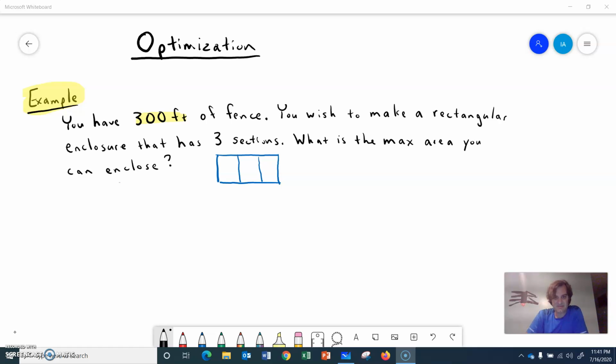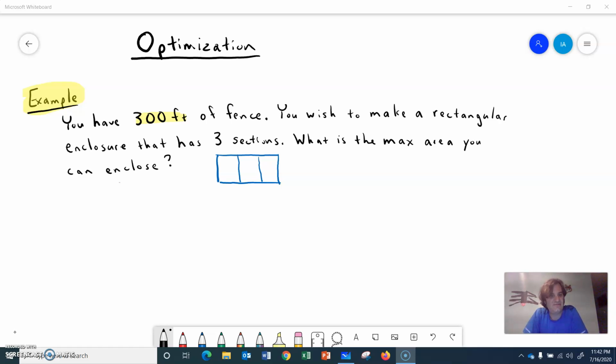So let's start with an example, and this is an example you can do in pre-calculus. You don't really need calculus to solve this problem, but we will solve it using derivatives. But let's start off with you have 300 feet of fence, and you wish to make a rectangular enclosure that has 3 sections. And I've drawn a little picture here, so possibly some way to picture this in problems you've seen before. Maybe you're trying to make a pig pen and you got 3 pigs, they don't get along, so you need to make it in 3 sections.